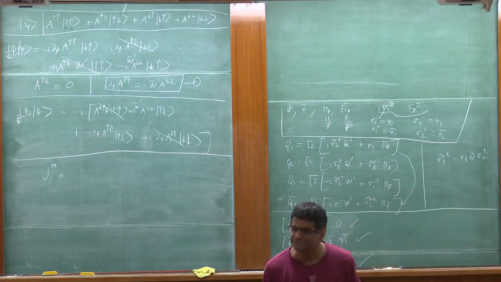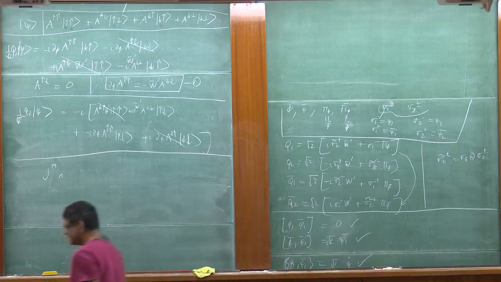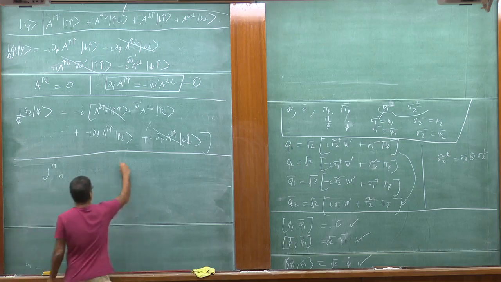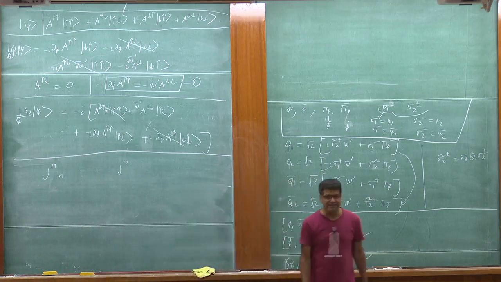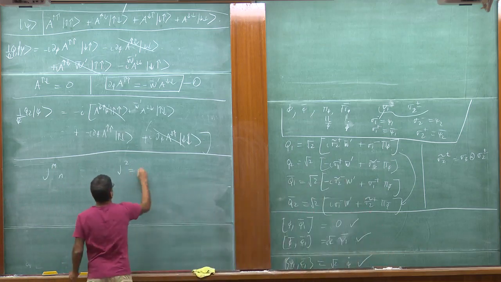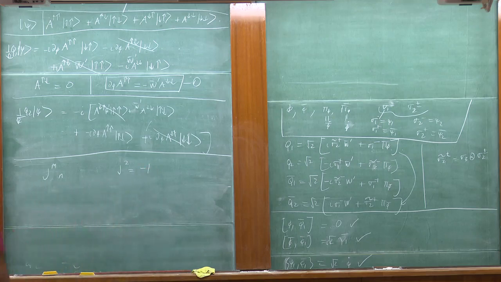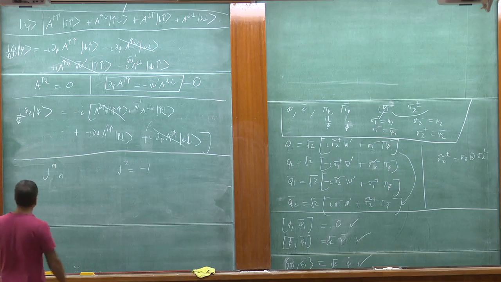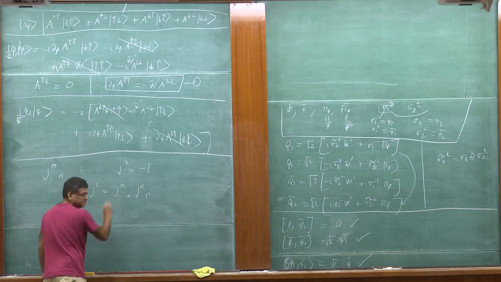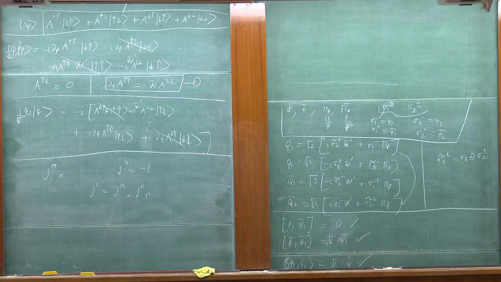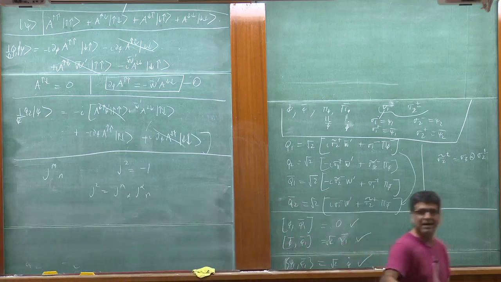Vectors to vectors. Now, this is a general tensor, but I'm going to focus on a particular kind of tensor, the kind which obeys the condition J squared is equal to -1. What is J squared? J squared is just J multiplied by itself by matrix multiplication, so it's J^m_α J^α_n. Suppose this quantity has the property that J squared is equal to -1.